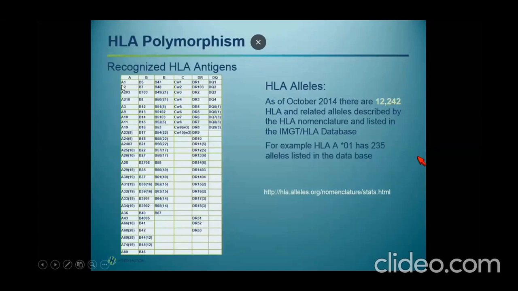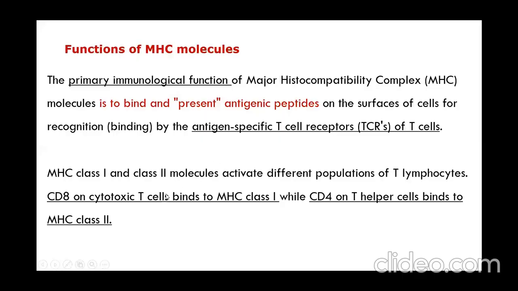Coming to polymorphism, we already looked at the different polymorphisms: A, B, and C in class 1, and DR and DQ in class 2. This is 2014 data, but now with SNPs and whole genome assembly, we are getting a lot of haplotypes. A lot of alleles are added every time. For example, some 200 alleles have been added every day, so the research is progressing rapidly.